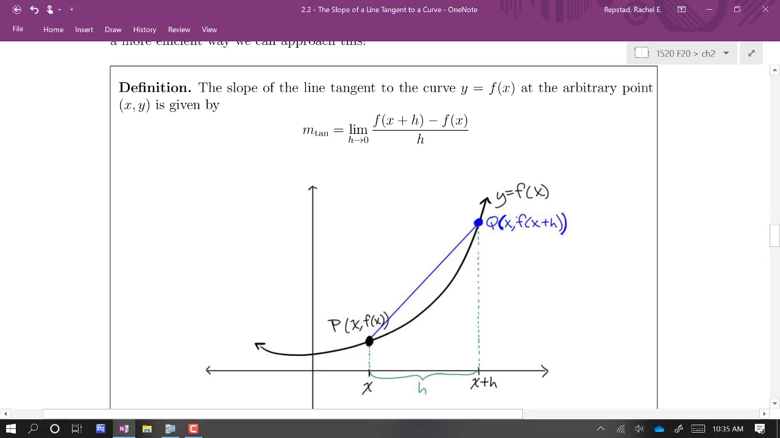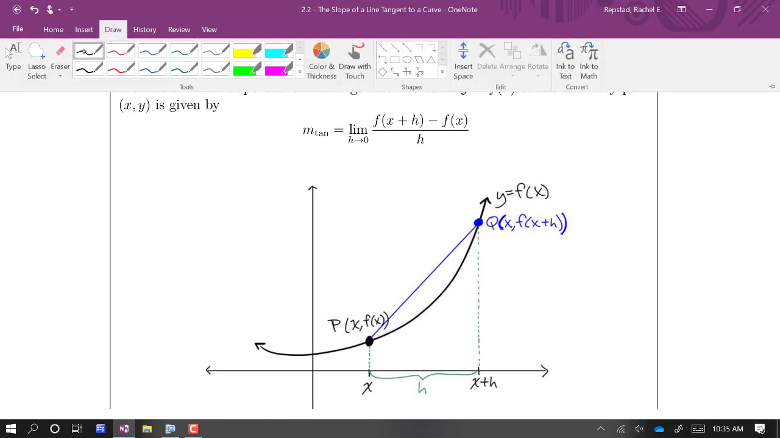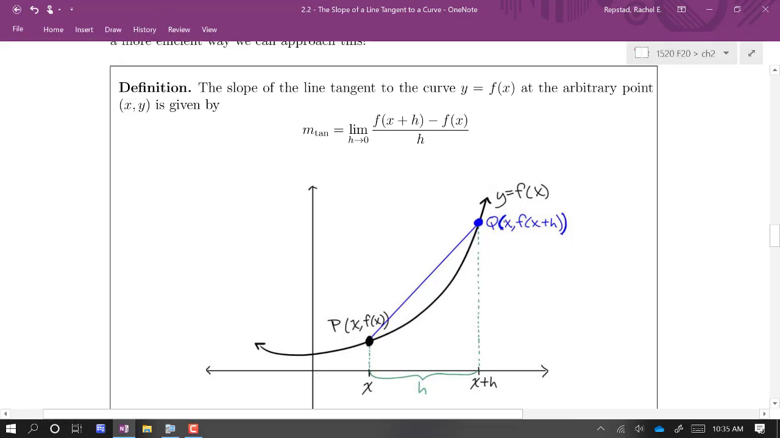Right now, this is important. The first thing I'm going to do is fix a little typo. I don't know if it's a typo since it happened when I was writing something out by hand, but this point Q, I mistakenly wrote the x coordinate as x right here, and it is x plus h. So that's the point Q right there.